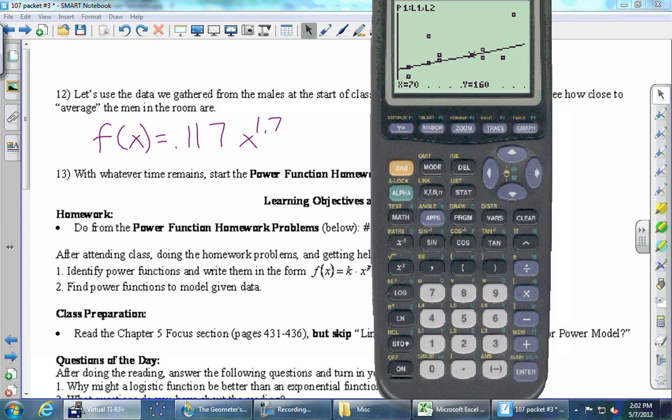Let's see if we can find somebody else. If you are willing to say that you are 5'10", feet and inches, it's so dumb. Why do I have to think about what 70 means? All right, 5'10", 160 pounds. Who's that?